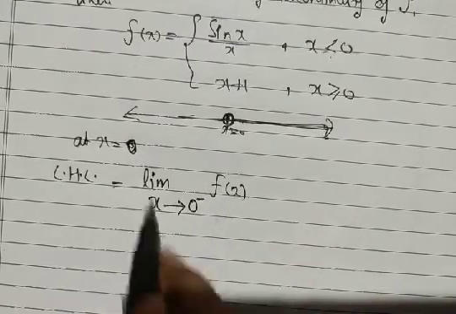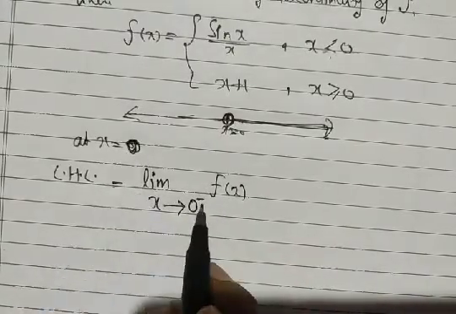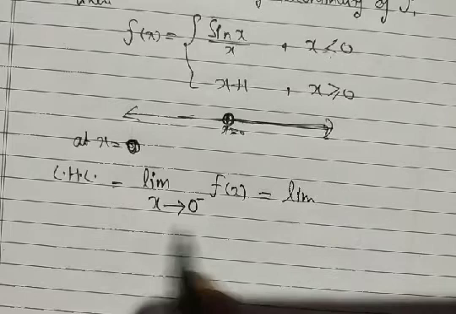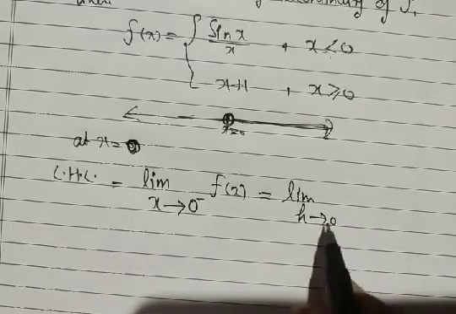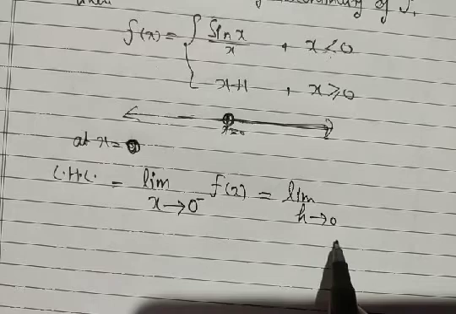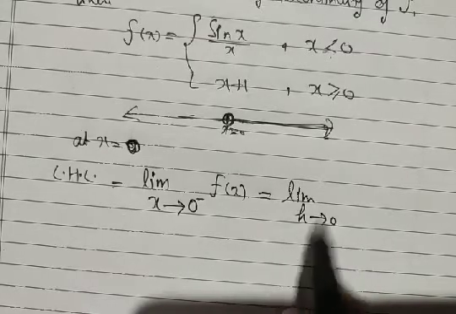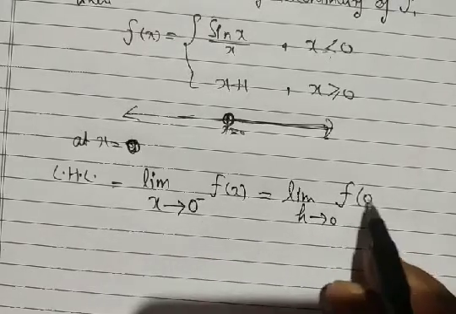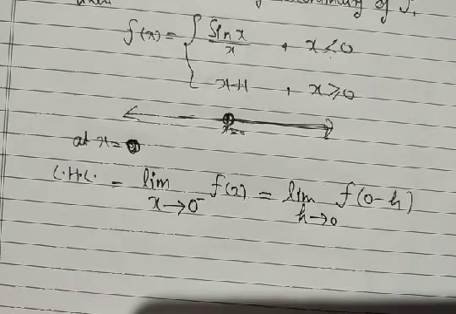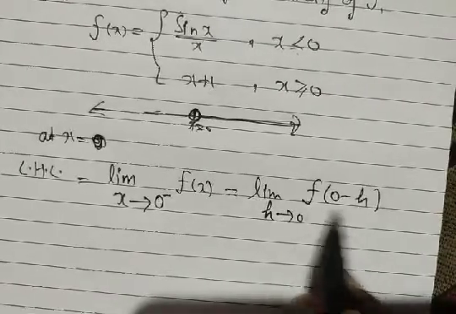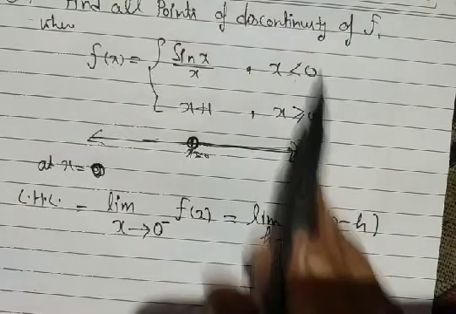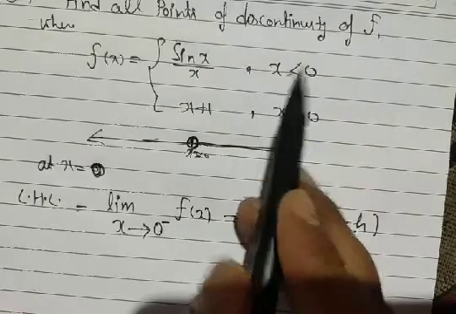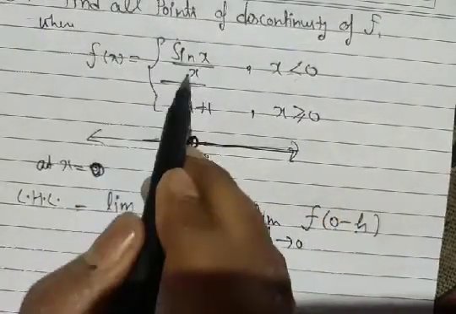We start with the limit, taking the minus. In the next step we change x to an arbitrary h, where h always tends to 0 and is an arbitrary quantity. Our h is less than 0, so the point becomes 0 minus h. Now we put 0 minus h in the function. Since it is less than 0, our function is defined by sin x by x.